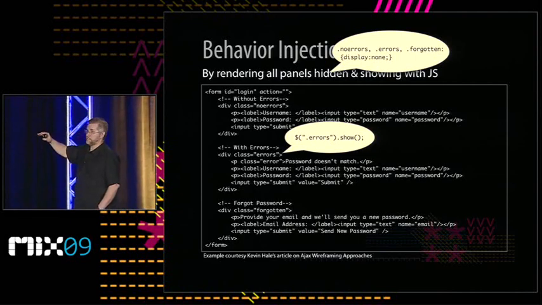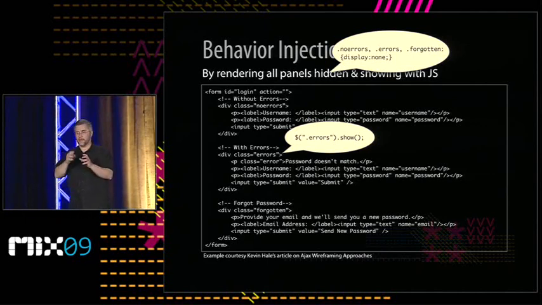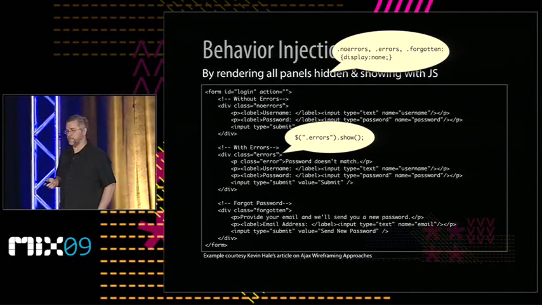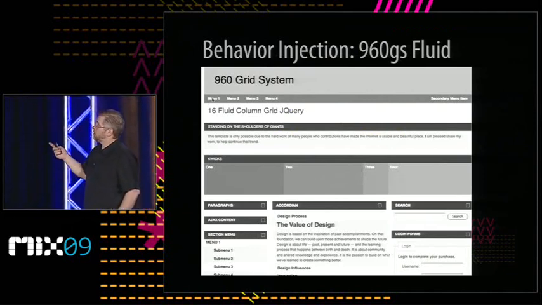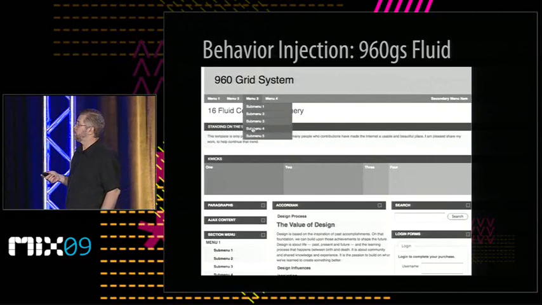So I'm turning off the panels when I generate the page, and then I'm showing them based on errors. Now I would attach this to an event handler in the real world, but I'm just showing you real quickly how behavior gets added in jQuery. jQuery is all about finding DOM elements and then invoking some action or behavior on them. Going back to that 960GS example, we'll return to jQuery in a minute and go into more detail.